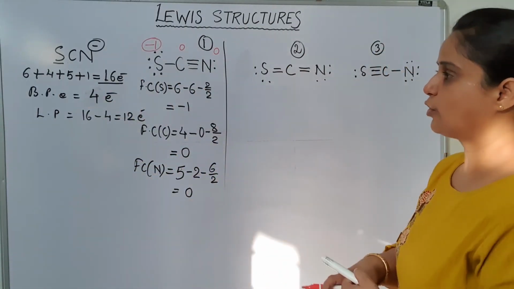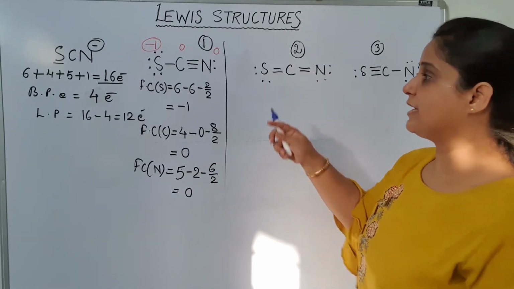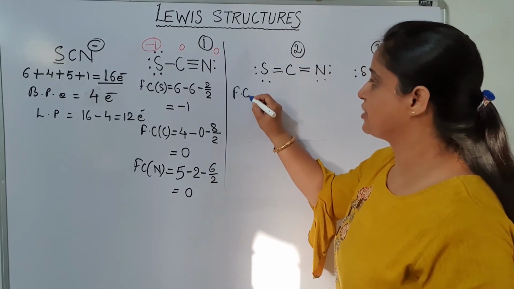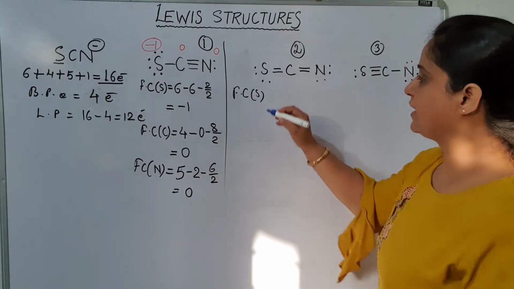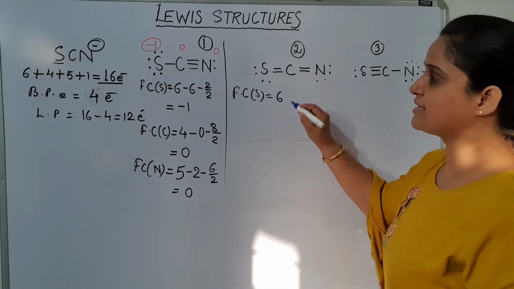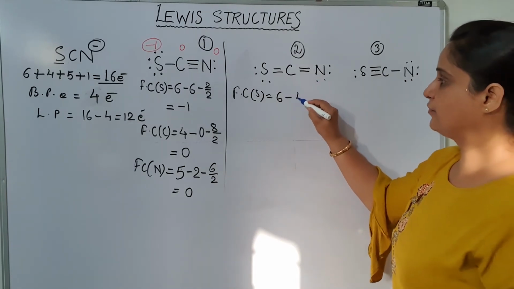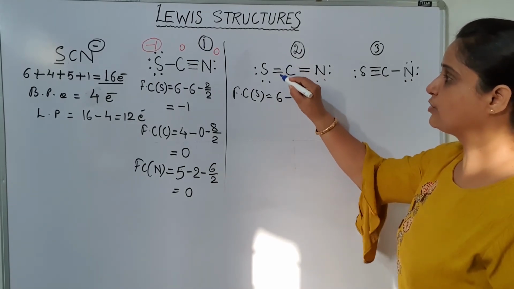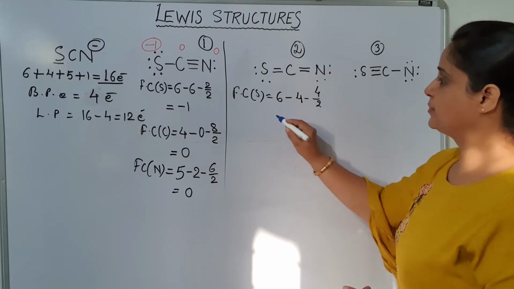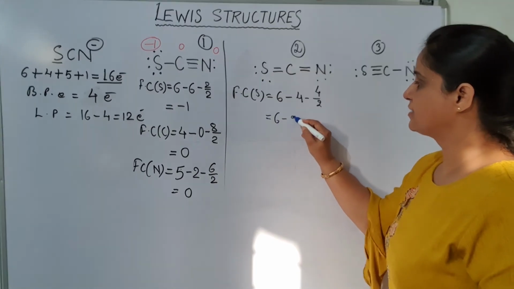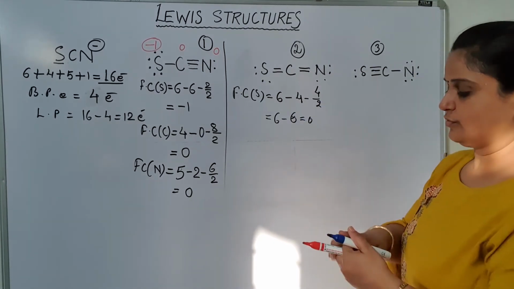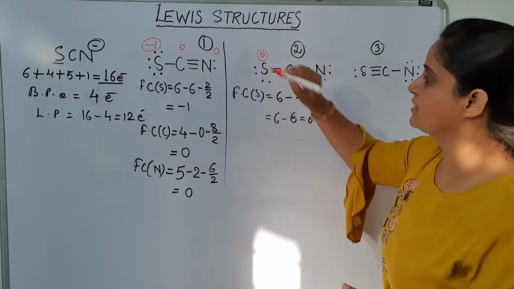Now let's take the formal charges on the atoms in this structure. So formal charge on sulfur. Find out the total number of electrons, 6, fixed. Lone pair of electrons, we can see how many are there? 4. Bond pair of electrons 1, 2, 3, 4. 4 divided by 2. So it becomes 6 minus 6, that is 0. So the formal charge here on the sulfur is 0.